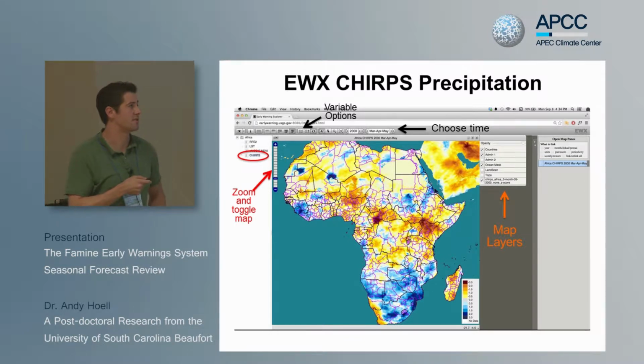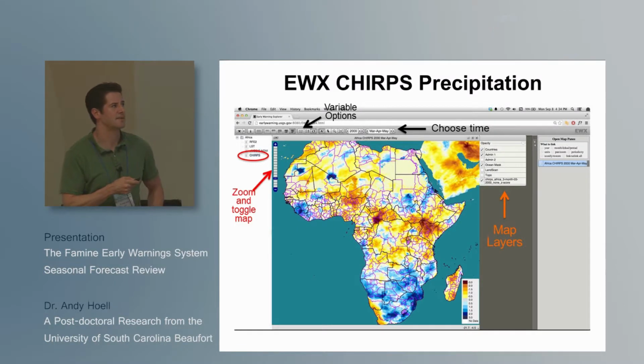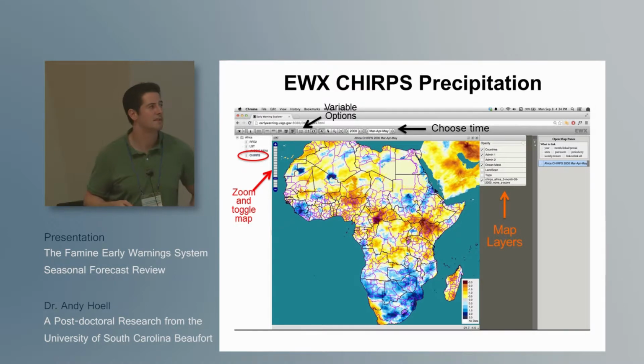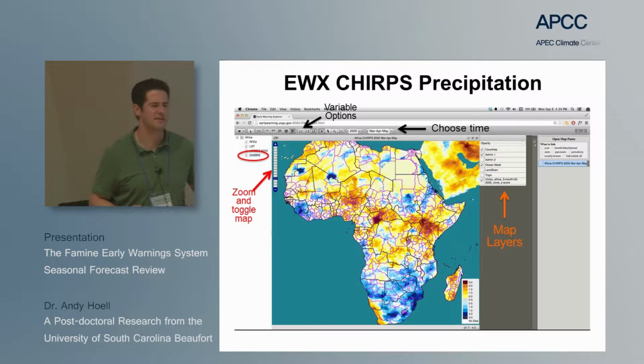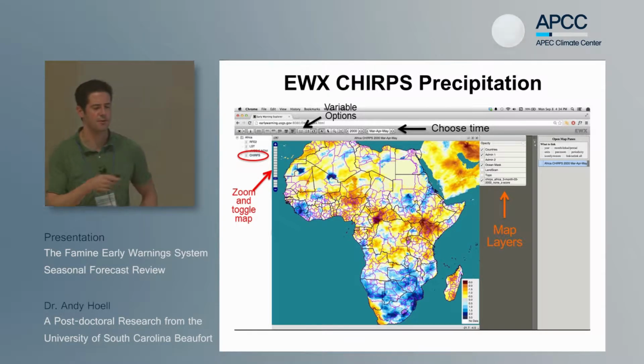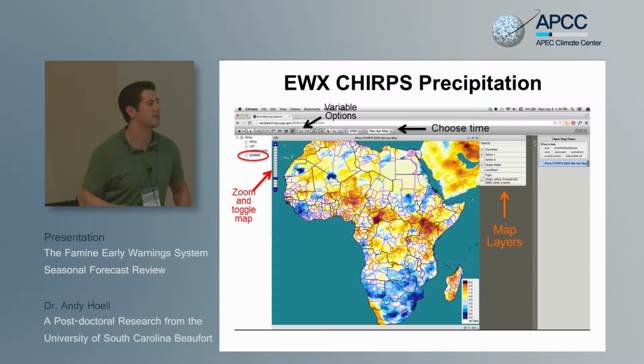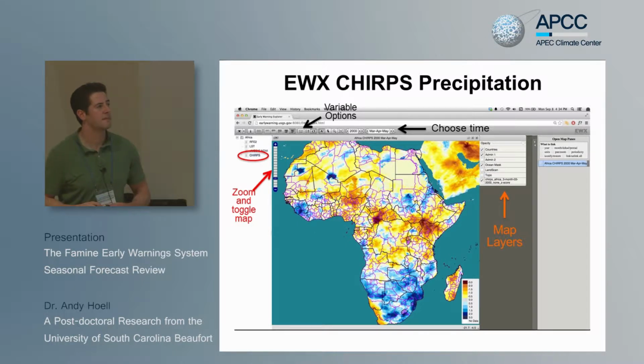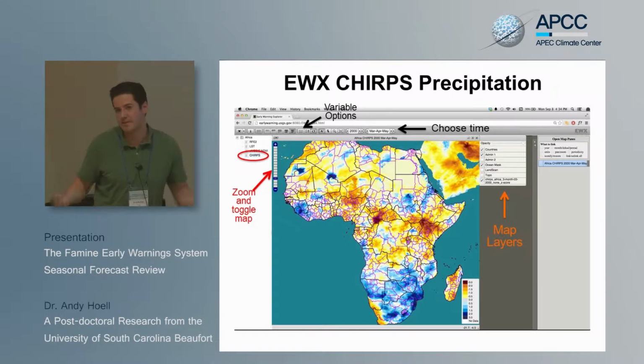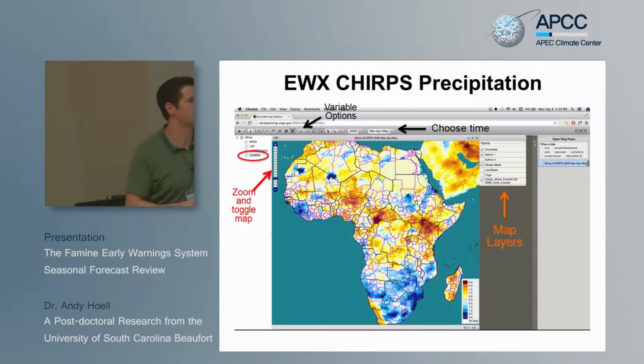You can show it in terms of total precipitation, precipitation anomaly, and here the sigmas for standardized anomalies. They call it in-house z-scores. So if you see z-score on the website, that's all it means. It's a standardized anomaly. And you can choose the time. Obviously, it wouldn't be useful if you couldn't choose the time anyway.